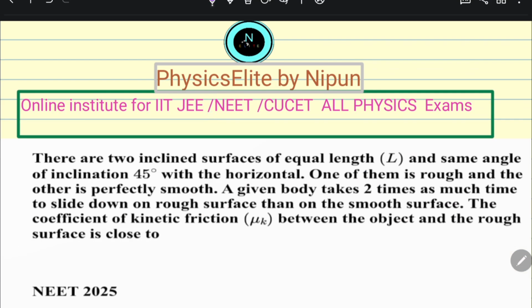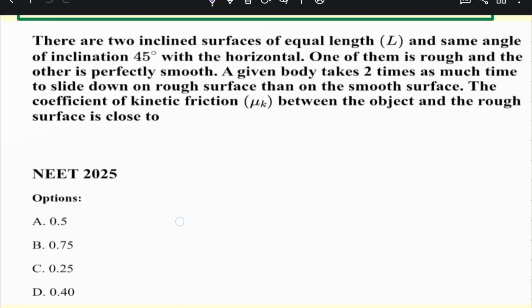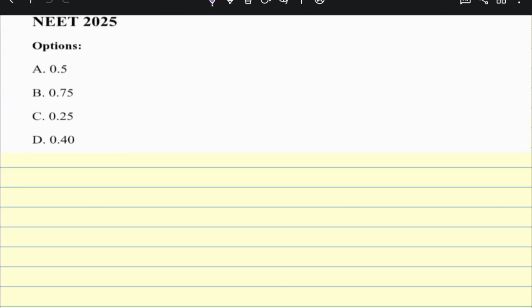Now this is our last question of NEET 2025. There are two inclined surfaces of equal length.